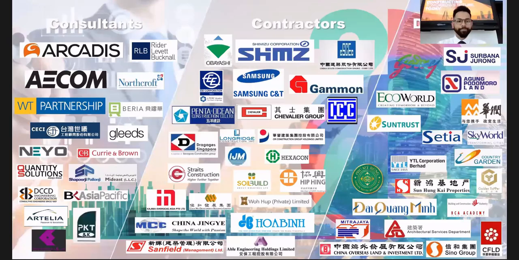Okay, so here's a list of clients of Cubicost. To name a few, we have consultants like AECOM, Arcadis, Bridal Bucknell, Shapoorji, contractors like Samsung C&T, Shimizu, China State Construction, Obayashi. Then we have developers such as Godrej, Surbana Jurong, Sina Group, and many more. This also shows our presence in pretty much every corner of the world.